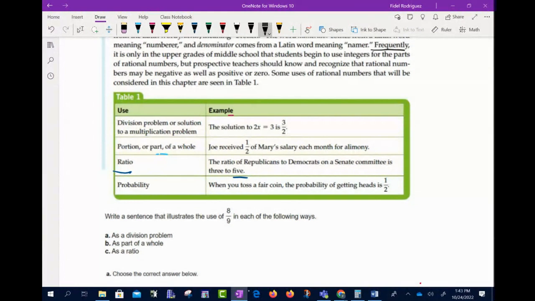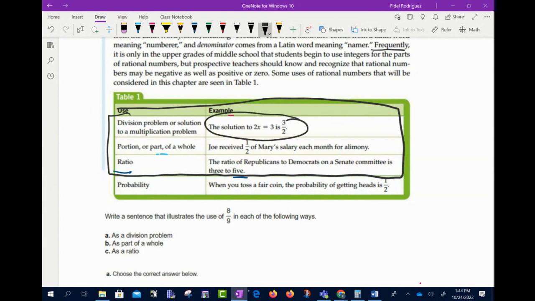Okay, what we have right here is ways that we can express our fractions. I'm just going to look at the first three because in your homework you don't have anything with probability, at least not yet. A division problem or a solution to a multiplication problem. It says the solution to 2x equals 3 is x is equal to 3 over 2. Okay, because this really means 2 times x, so we have to do the opposite, which is to divide, and that's how we get our 3 over 2.